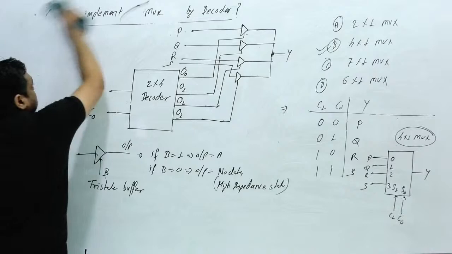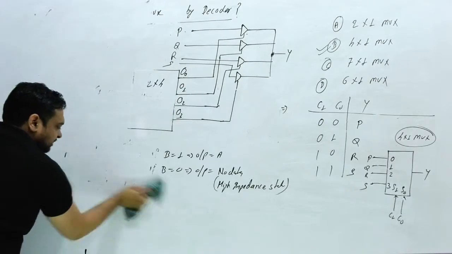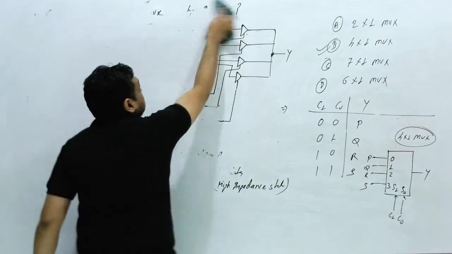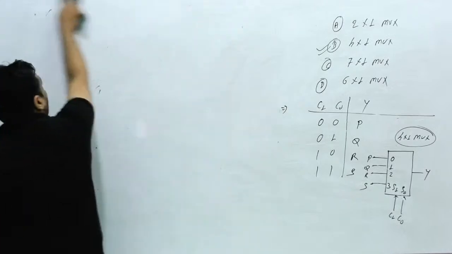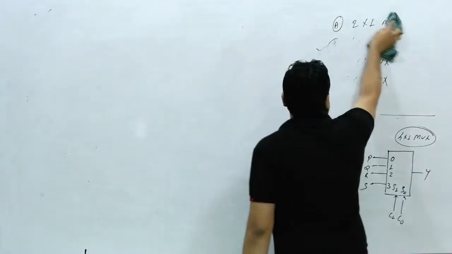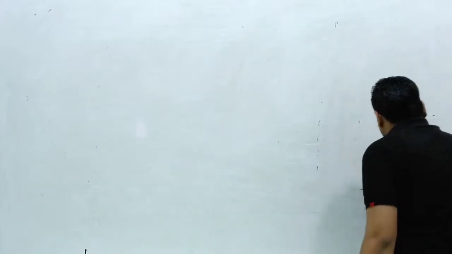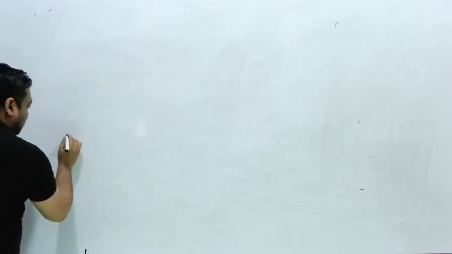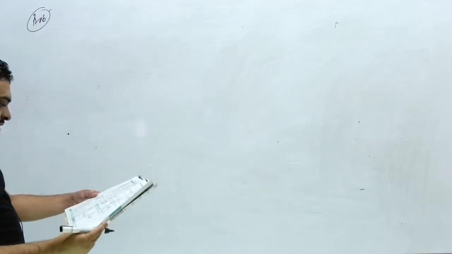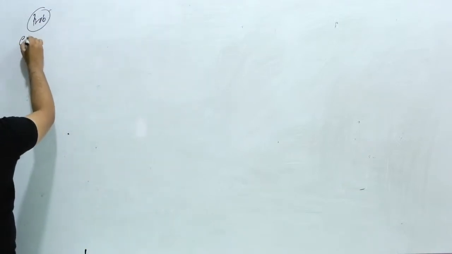Okay, now the next problem. So here the answer is 4 cross 1 multiplexer. This is a very good level of design question. Okay, now the next question. Okay, now just note down the next question again. Here just note down the next problem. Okay, and this problem is again from GATE 2017.